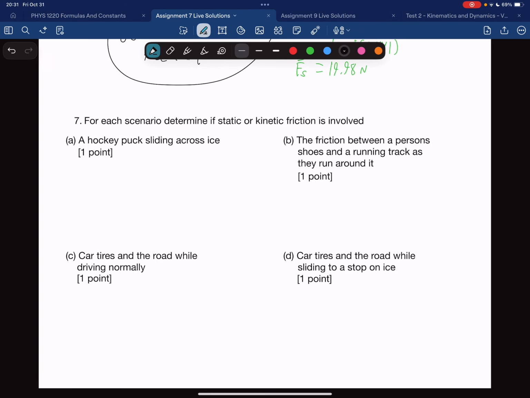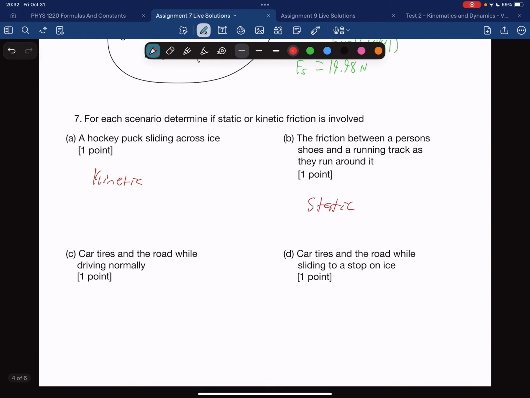I thought putting number 7 in here would be a nice little break. Short little break. For each scenario, determine if static friction or kinetic friction is involved. Part A, hockey pucks sliding across ice. It is sliding, it's moving, so this is kinetic. Part B, the friction between a person's shoes and a running track as they run around it. The person's feet are not slipping as they run around it, so this is static.